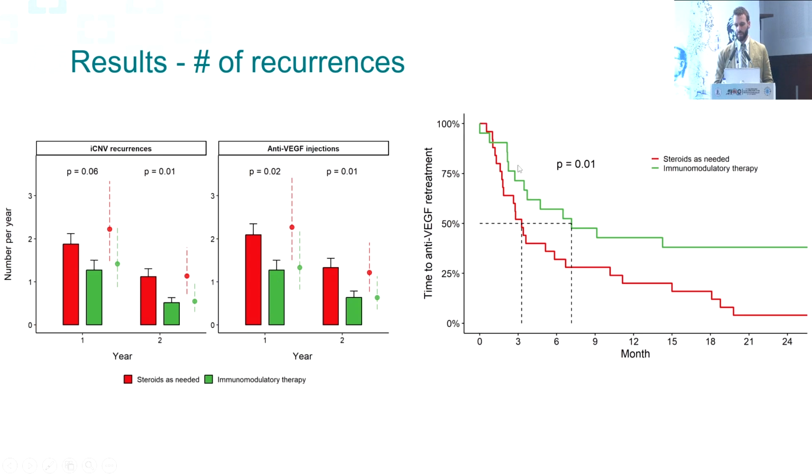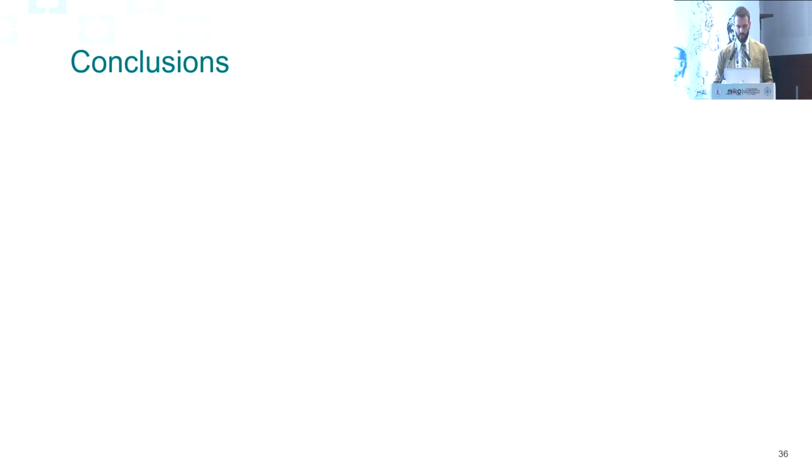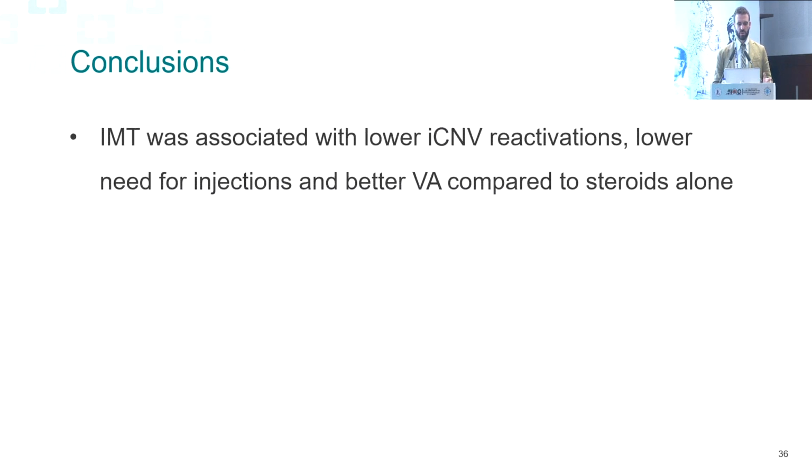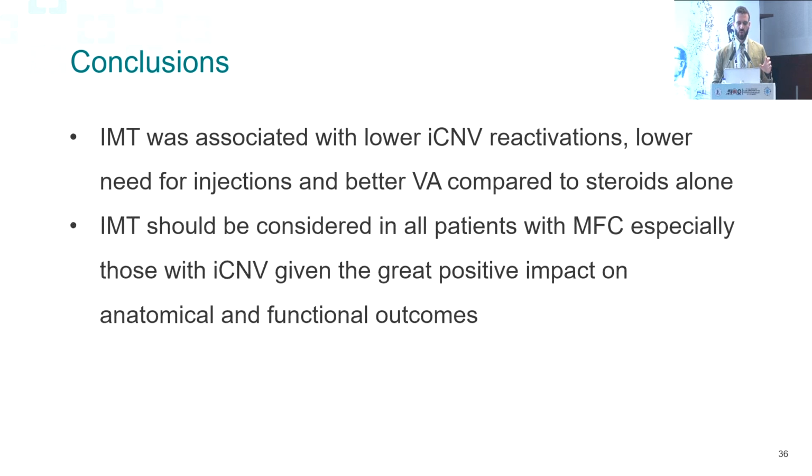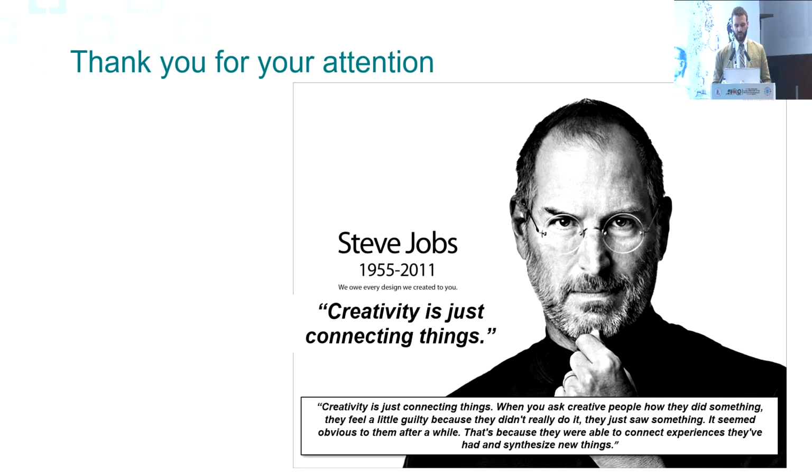And here is the Kaplan-Meier. So if you immunosuppress a patient, the recurrence of inflammatory CNV takes longer to happen. So in conclusion, immunomodulatory treatment was associated with lower reactivation of ICNV, lower need for injections, and better visual acuity compared to just using oral steroids when needed. So immunomodulatory treatment should be considered in all patients with multifocal choroiditis, especially those that have an ICNV, given the great positive impact. And with this, I thank you very much for your attention.